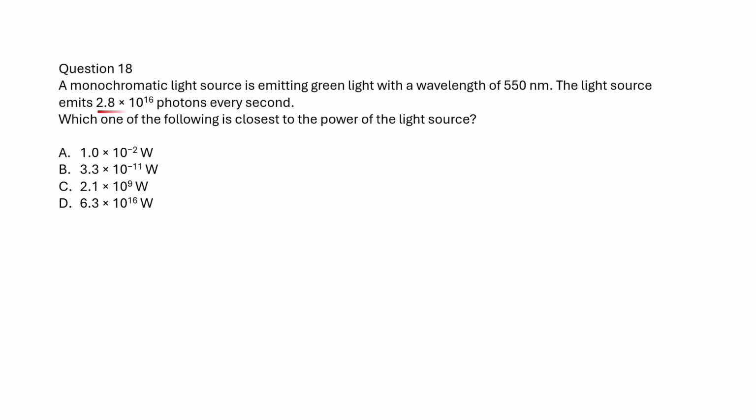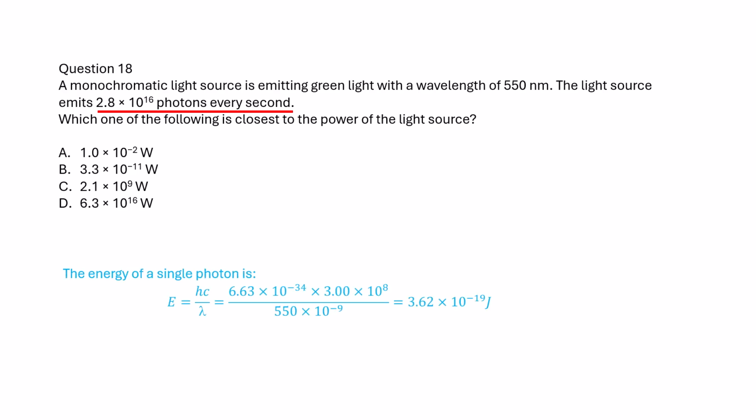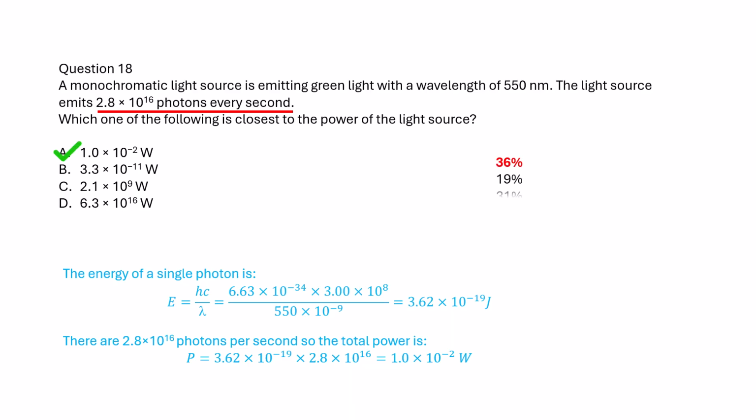We know the number of photons every second and are asked to get the power of a light source. Calculate the energy of a single photon, and then multiply by the number of photons to get the total energy per second, the power of a light.